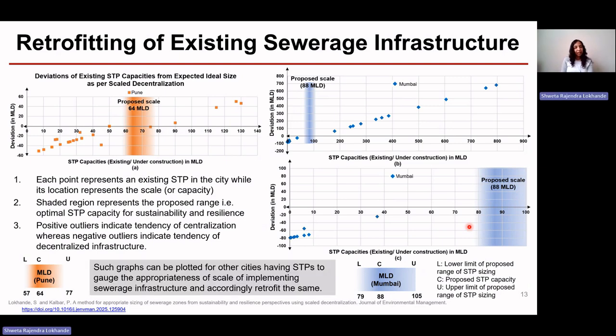Such graphs can be plotted for other cities having STPs to gauge the appropriateness of scale for implementing sewerage infrastructure and accordingly retrofit the same. For more explanation or interpretation regarding the usage of the equation, you can refer to the journal publication.